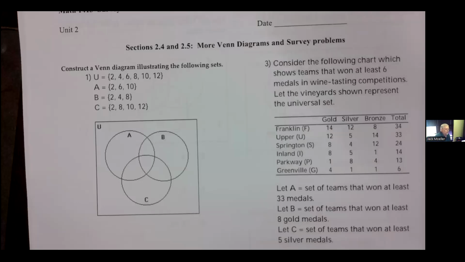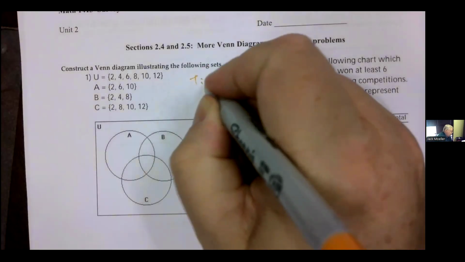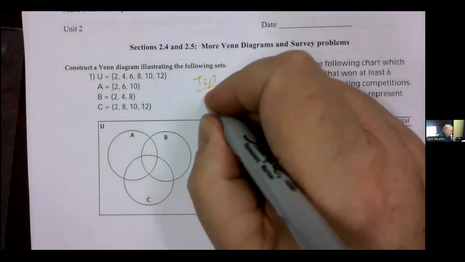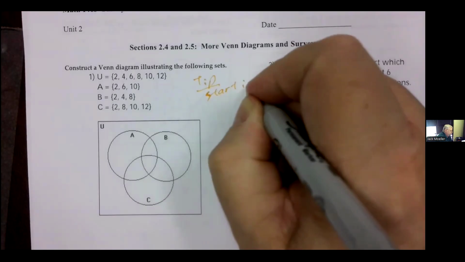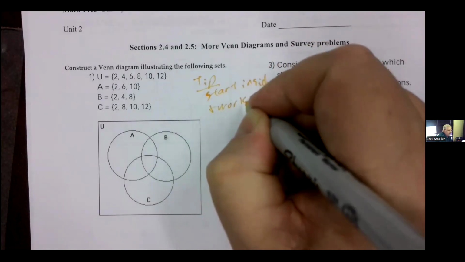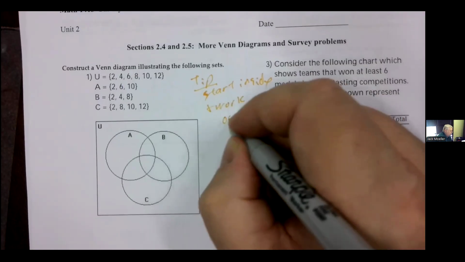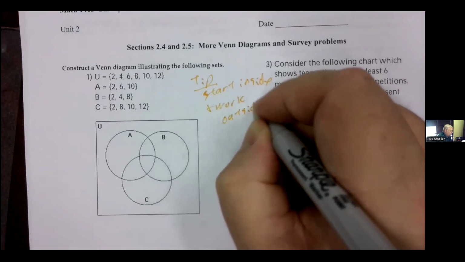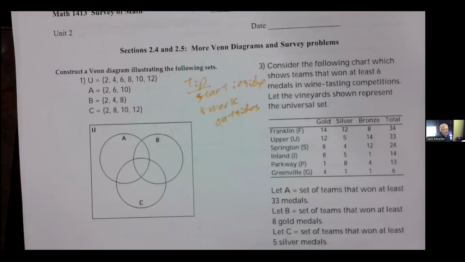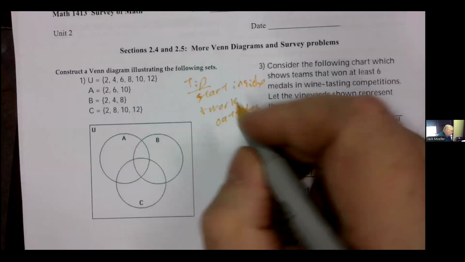So the question is, where do you start? Anytime that you're creating a Venn diagram, here's my tip. You start on the inside and work outwards. Sort of like if you have an order of operations problem, you start with the parentheses, inside the brackets, and work your way out. You're going to start inside and work outward.